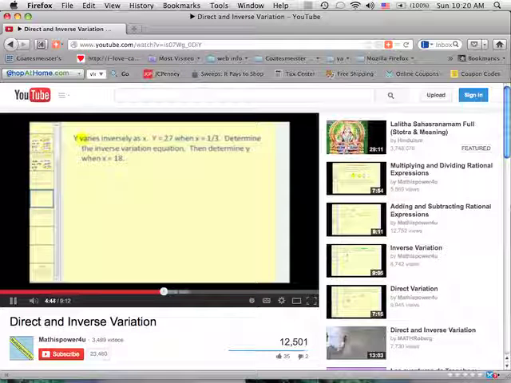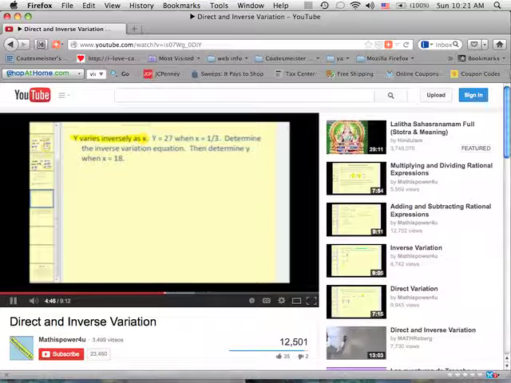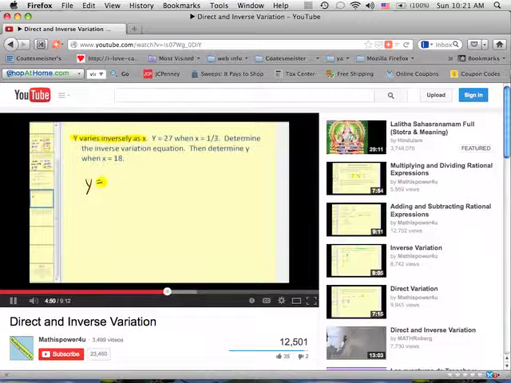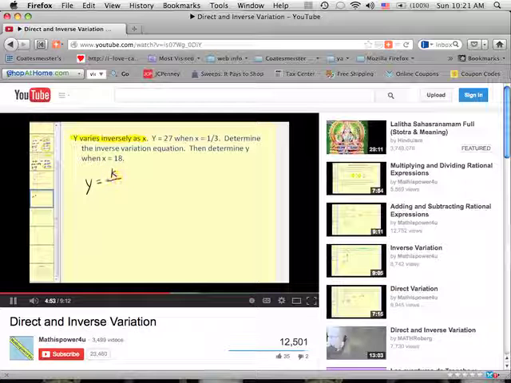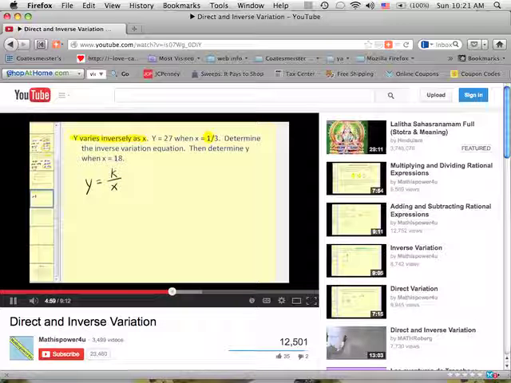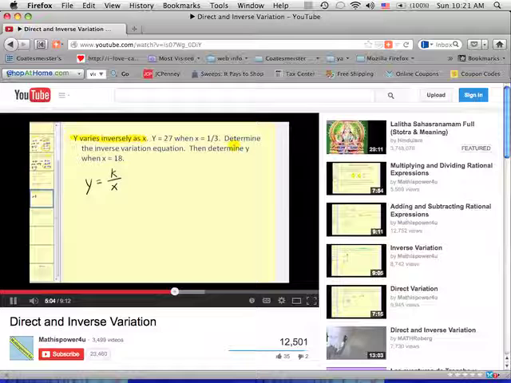Let's take a look at a couple examples of this. Again, the first sentence is very important. It says y varies inversely as x. That's telling us our equation will be y equals k divided by x. The next sentence states y equals 27 when x equals 1/3. We want to determine the inverse variation equation and then determine y when x equals 18. This second sentence will allow us to find k. It says when y equals 27, x is equal to 1/3.